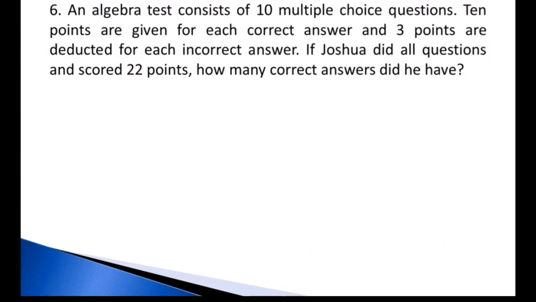Making lists and tables as part of our strategy to solve the sixth problem. Okay, let us read together. An algebra test consists of 10 multiple choice questions. 10 points are given for each correct answer, and 3 points are deducted for each incorrect answer. If Joshua did all questions and scored 22 points, how many correct answers did he have?